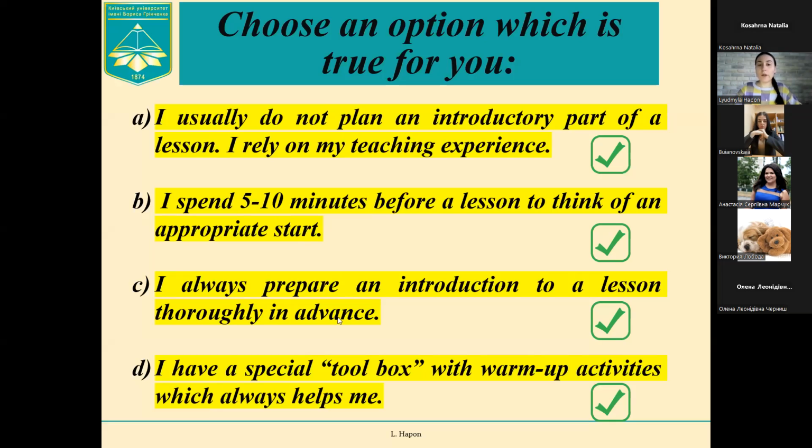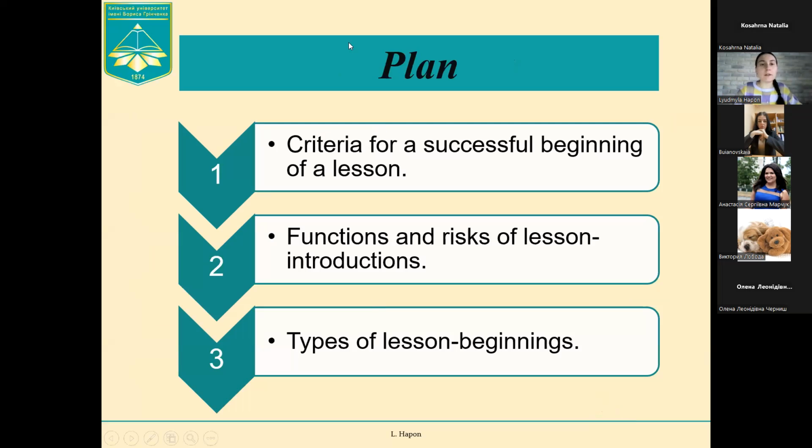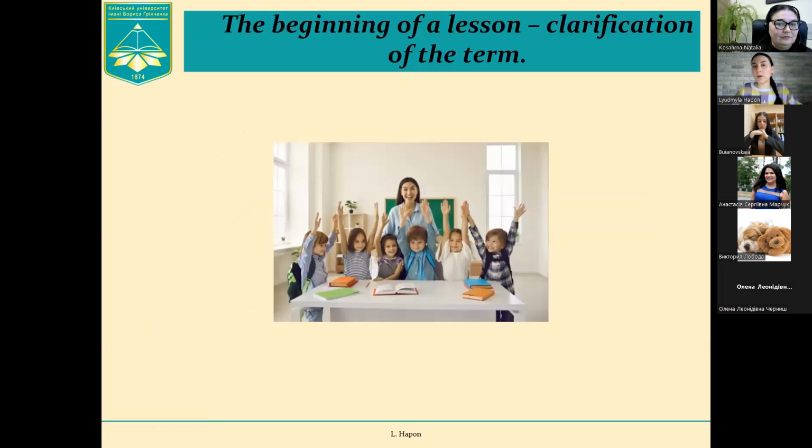Okay, what are we going to speak about? We'll discuss some criteria for a successful beginning of a lesson. I created them on my own. There are functions and risks of lesson introductions and types of lesson beginnings. And to start with, lesson introduction. Why is it so important?